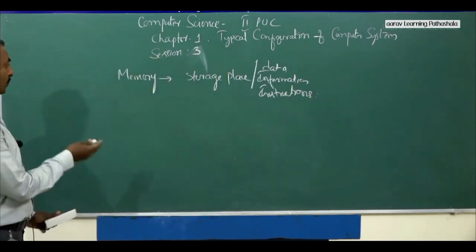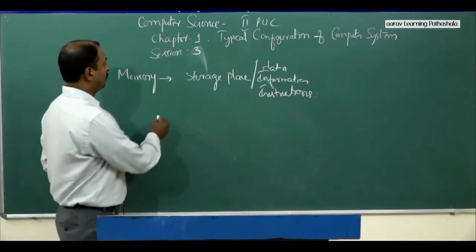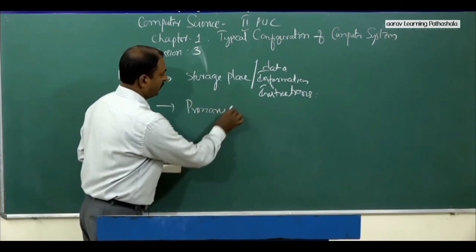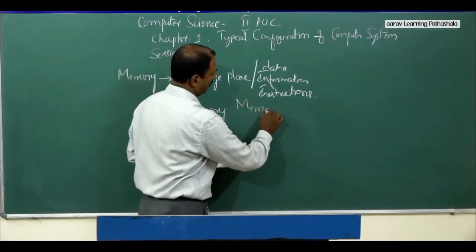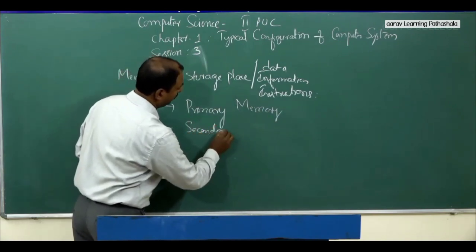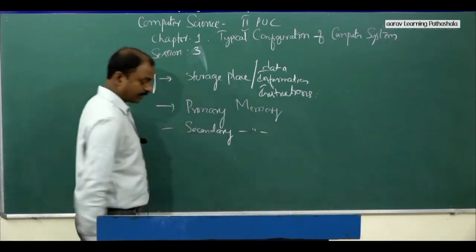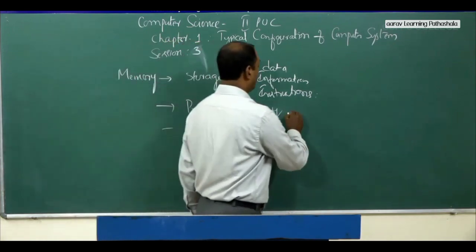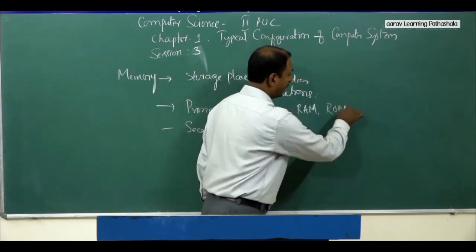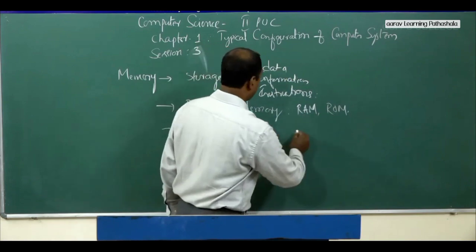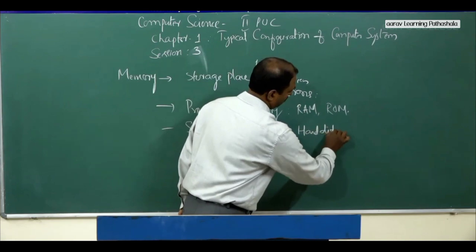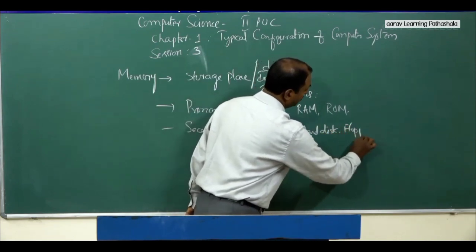Again, as all of you know, this memory is divided into two types. One is primary memory and the other is secondary memory. Under primary memory you are going to learn about RAM and ROM, and under secondary memory we are talking about hard disk or floppy disk, etc.